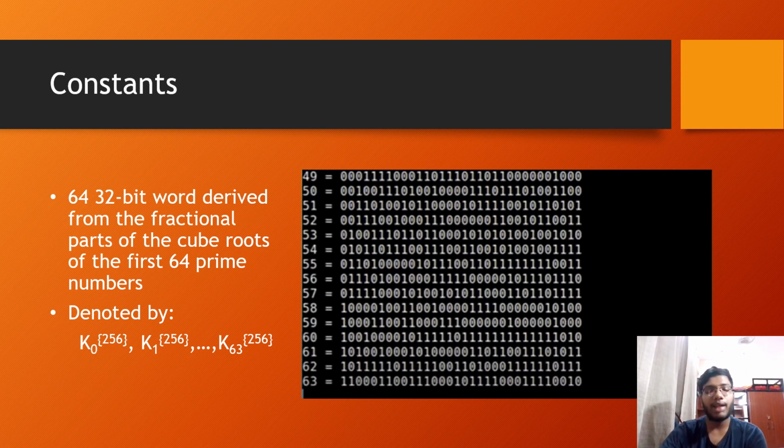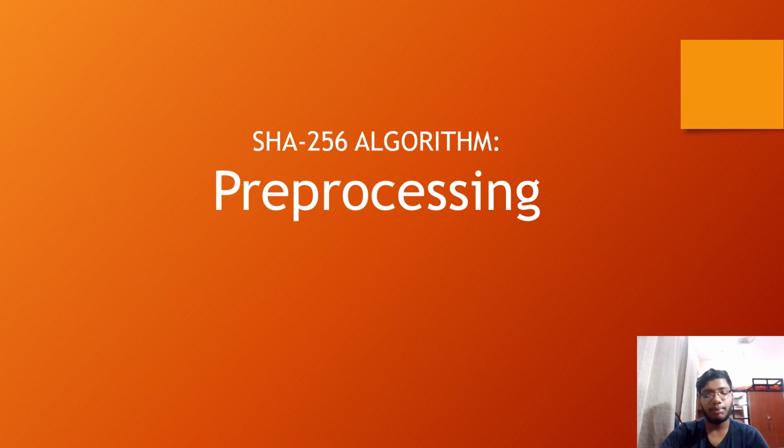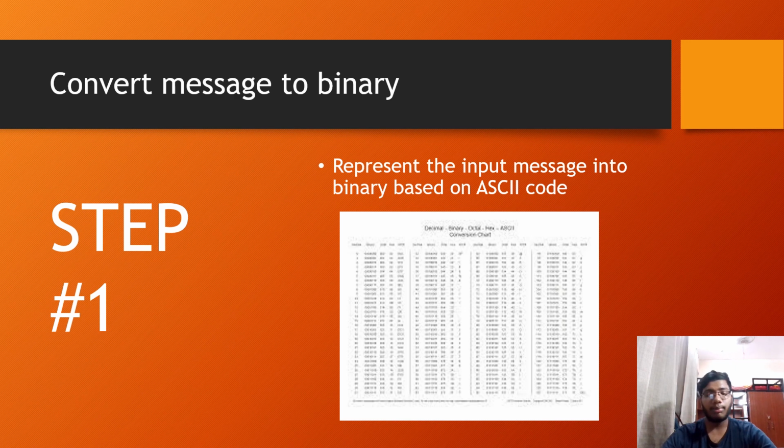So now we dive into the actual hashing algorithm of SHA-256. This will be discussed in two parts. The first part is the pre-processing, or the processes that we must first do with our input before the computation begins. In pre-processing, there are four steps. The first thing we have to do is convert our message into binary. So how? There is what we call the American Standard Code for Information Interchange, or simply the ASCII code, which assigns one particular value for every character.